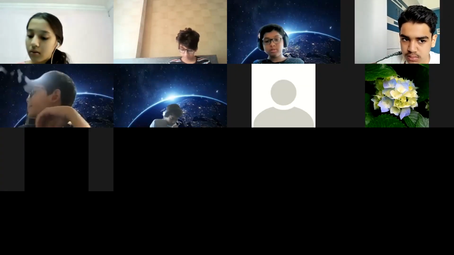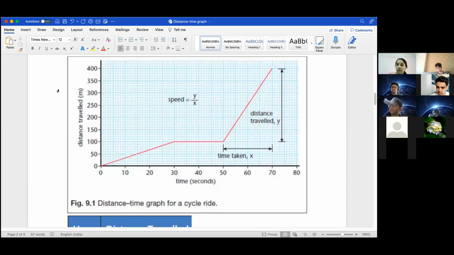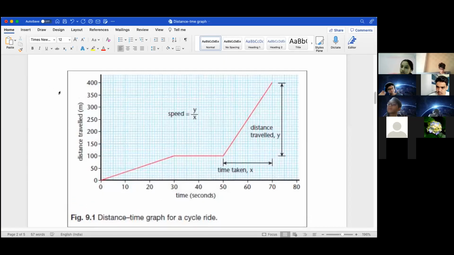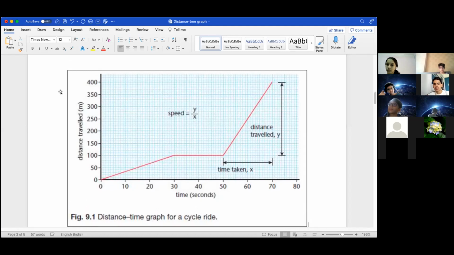Now I'm going to share one question with you, and how to find the speed and everything will be there. This type of question comes. What type of motion is over here? They'll ask you, this is a graph plotted, distance traveled in meters, this is in seconds. If you observe, till 30 seconds the object is moving with uniform constant speed. So what is the speed over here?